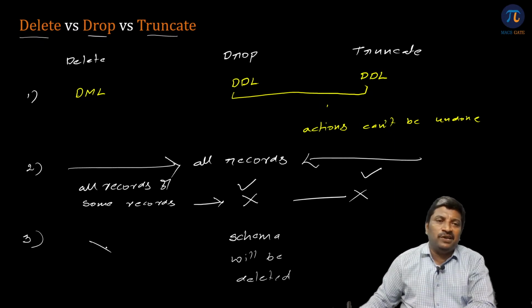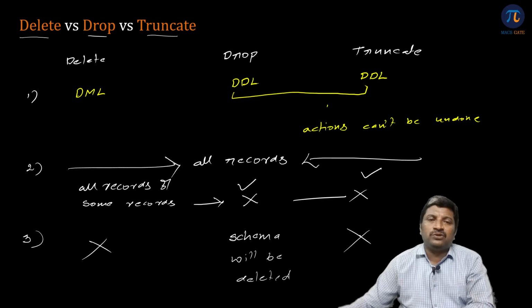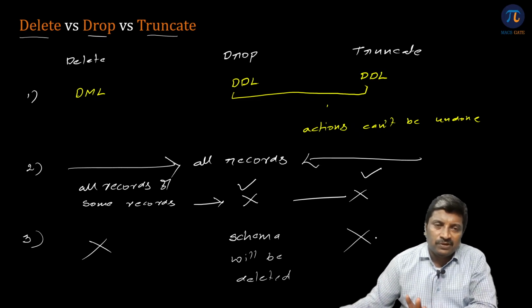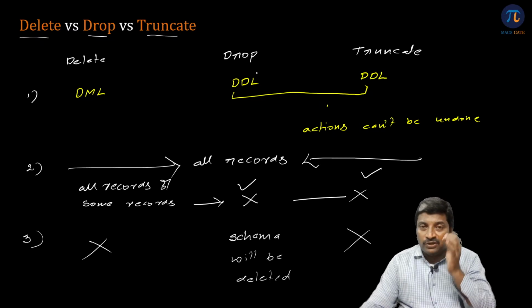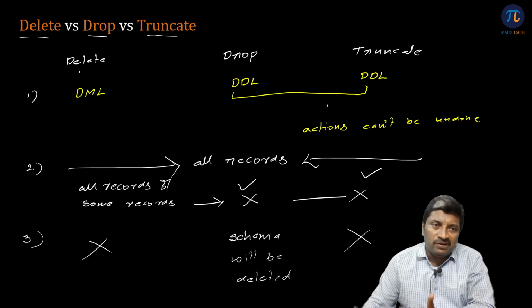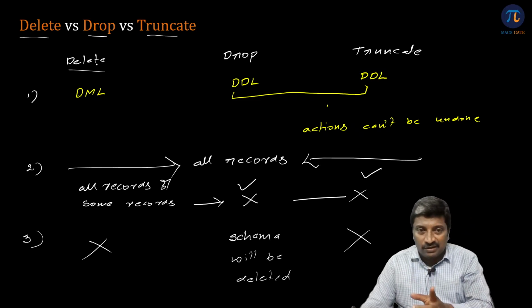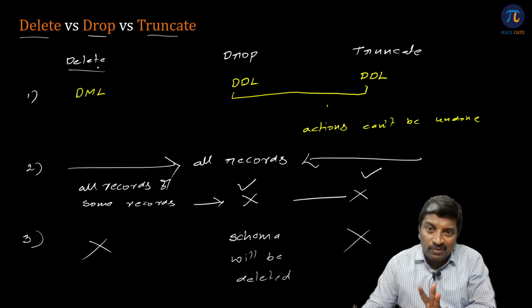Drop, schema will be deleted. Delete or truncate, don't touch the schema. Okay, these are the main differences, sir. Once we apply drop or truncate, those actions cannot be undone. But if you do delete, the action can be undone because of the property of DML and DDL.